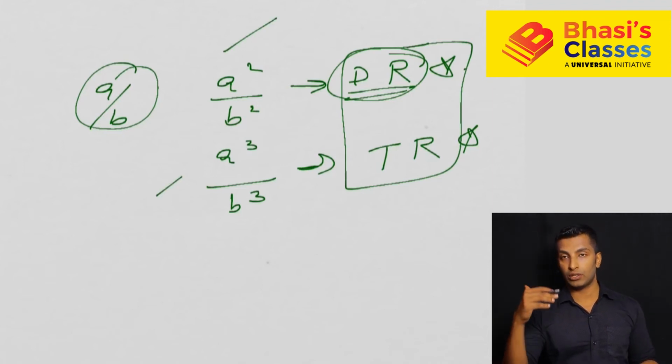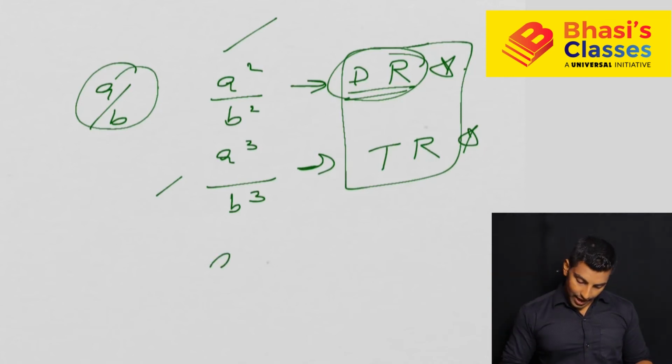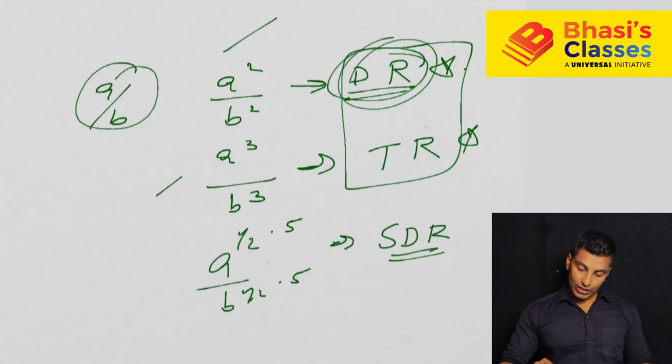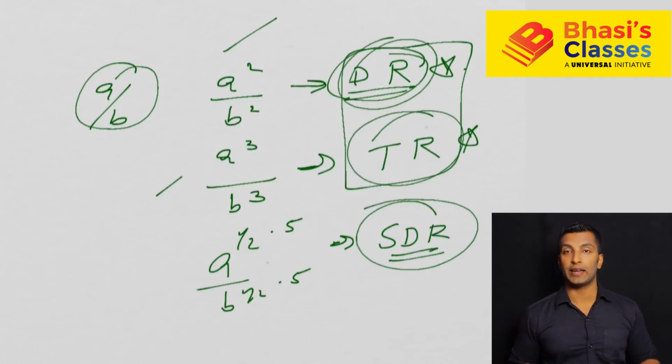Sometimes in your question, triplicate ratio will be given. So you need to understand that it was compounded 3 times. That's what triplicate ratio is. What about half? That is A raised to 1 by 2 and B raised to 1 by 2, or A raised to 0.5 and B raised to 0.5. What we call this is sub-duplicate ratio. So this is duplicate ratio, triplicate ratio, now sub-duplicate ratio. These 3 words need to be known to you.